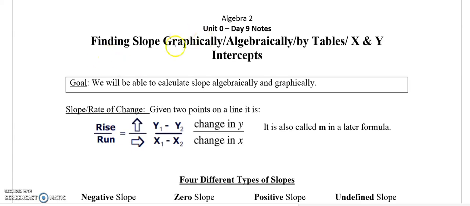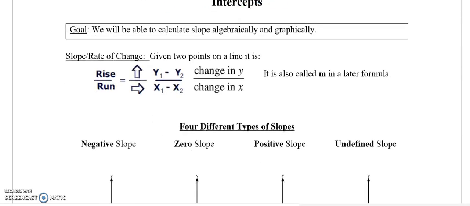Today we are going to talk a little bit about slope. We're going to talk about how to find slope graphically, so that means if you're given a graph, how to find it algebraically, which would be if you're given points, and then using tables. And we're also going to throw in some x and y intercepts too. So a lot of little graphing pieces that are going to help us understand what graphs should look like, how to draw them, that kind of thing. Alright, so let's start with slope.